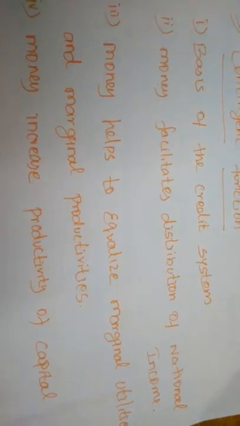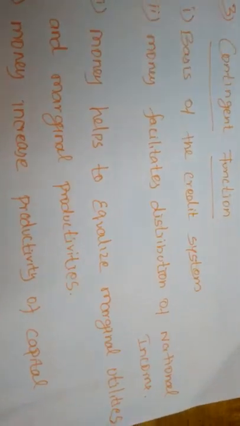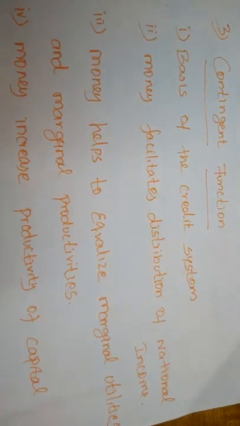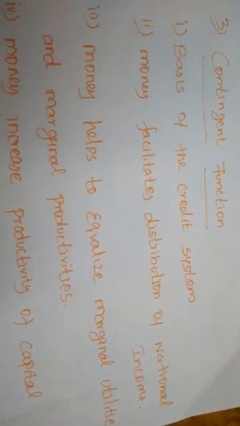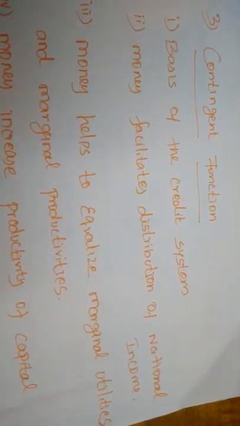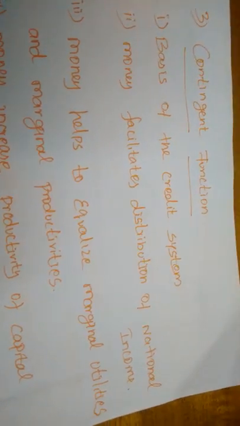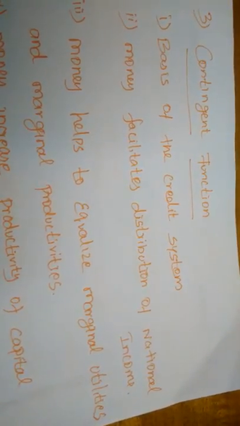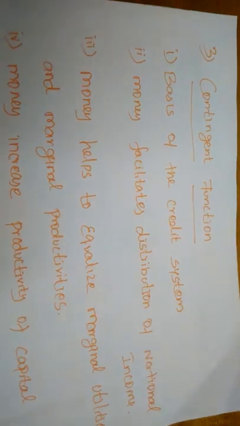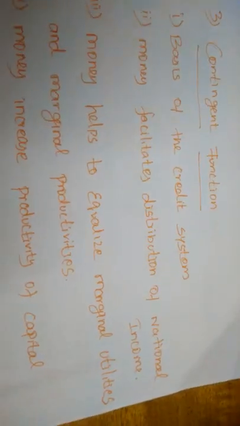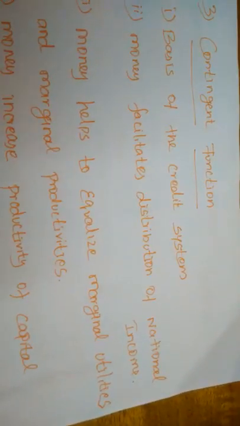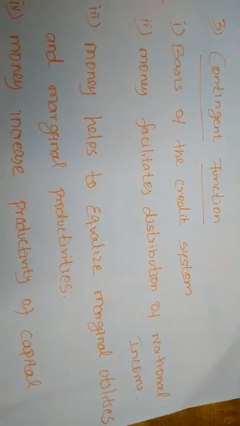Next, money facilitates the distribution of national income. Distribution of national income means the income is distributed to the factors of production in the form of money. Land, labor, capital, and organization normally get it in the form of wage, rent, profit, and other things. But in the barter system there were no facilities for distributing the national income.